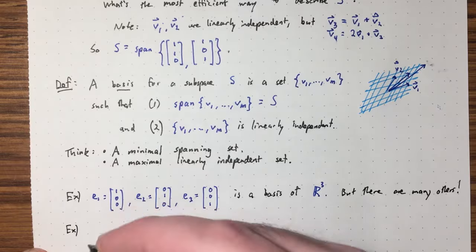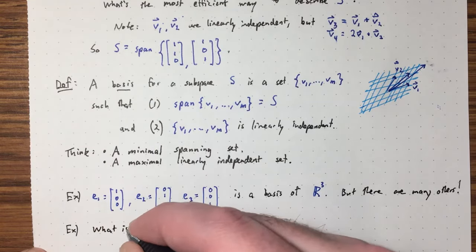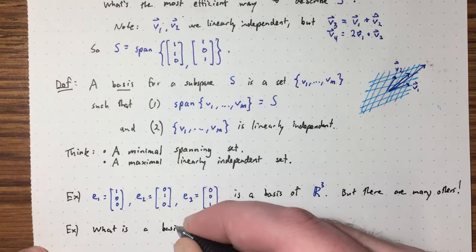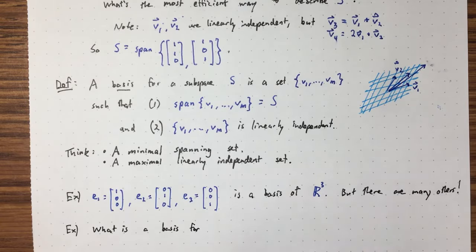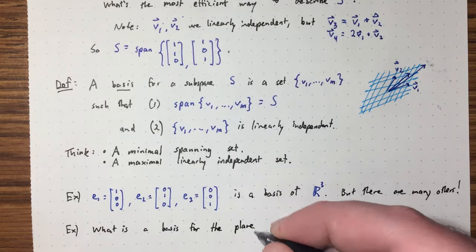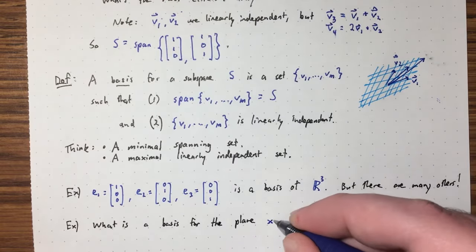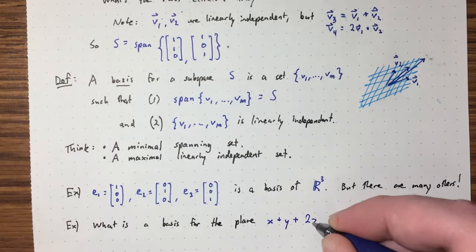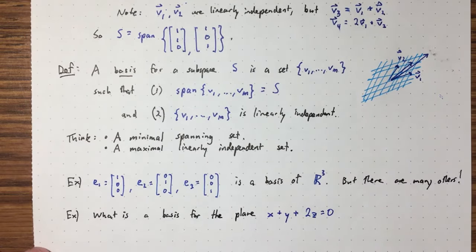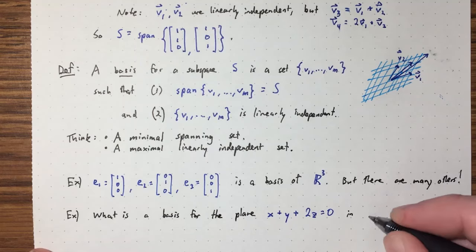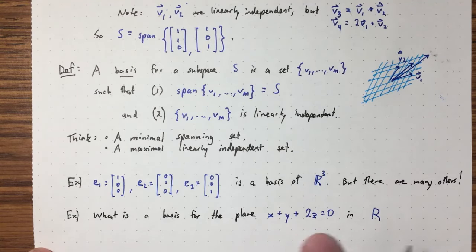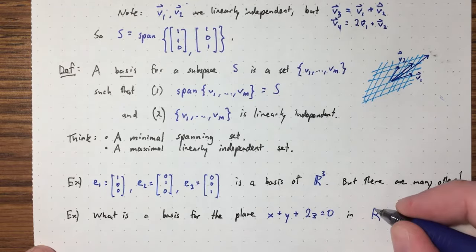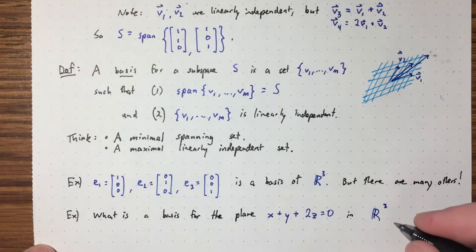How about another example. So what is a basis for, actually let me give you an equation for a plane. So the plane x plus y plus 2z equals 0, in R3. And what do we mean by the plane given by this equation? Well, we mean the set of solutions to this equation, right? That forms a plane.